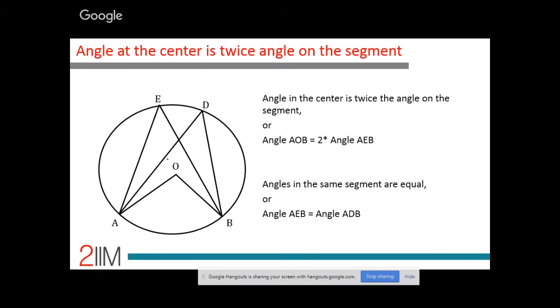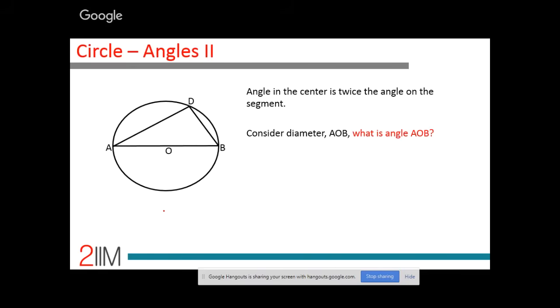But remember, angle at the center is AOB, and for the angle on the segment, the point should lie on the major arc. If you put it on the minor arc, then the angle at the center is the reflex angle. So if you're talking about this as the angle on the segment, this is the angle at the center. If you talk about this as the angle at the center, then this will be the angle on the segment. So you should know what is the angle at the center and what is the angle on the segment. Vital. Takeaway from this: angle at the center is twice angle on the segment.